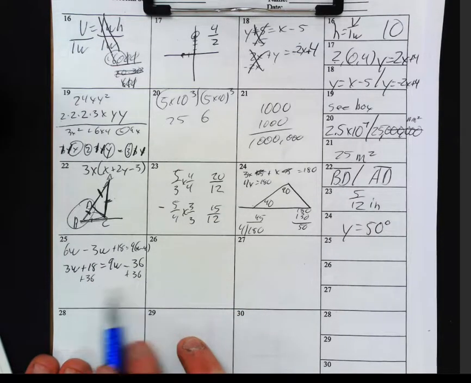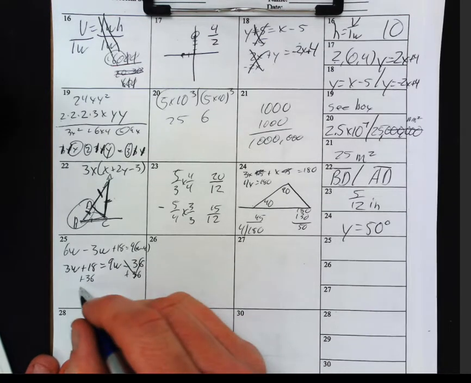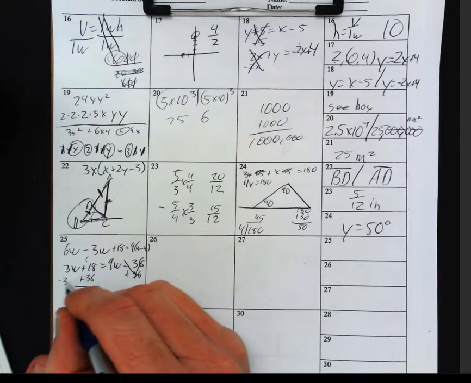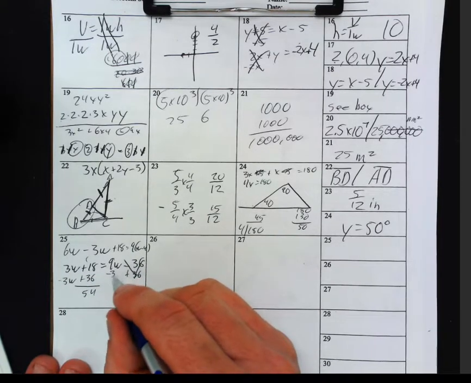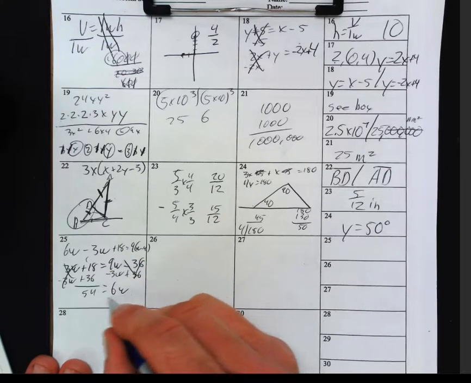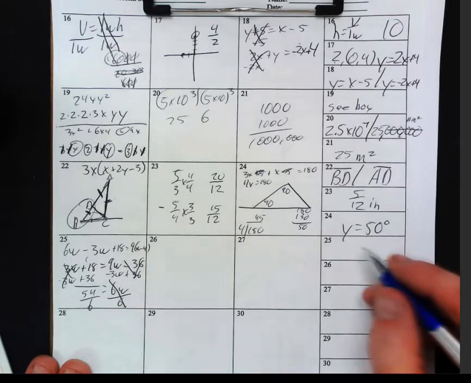Now the reason I'm taking the numbers this way, guys, is now I'm working with positives. Cancel over here, add those together, gives me 54. Get rid of this, gives me minus 3w minus 3w. Cancels over there, gives me 6w. Divide by 6, divide by 6. Cancels, equals 9.